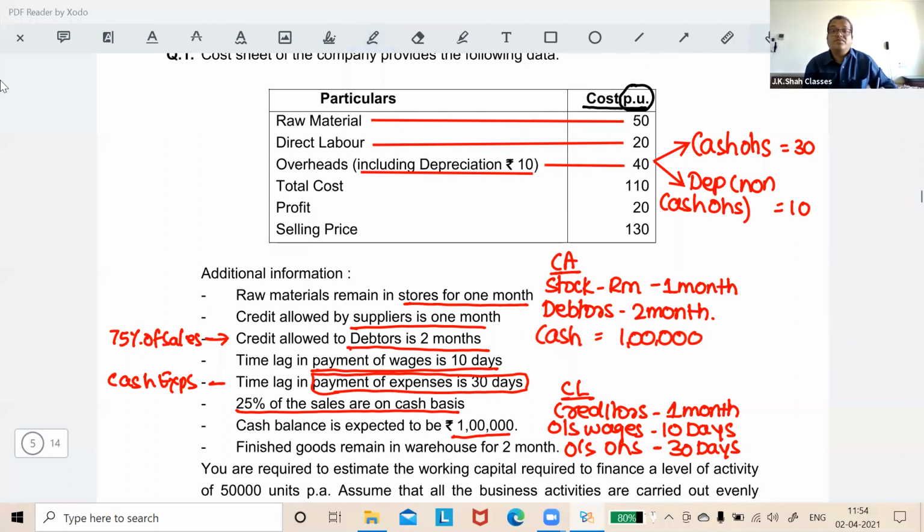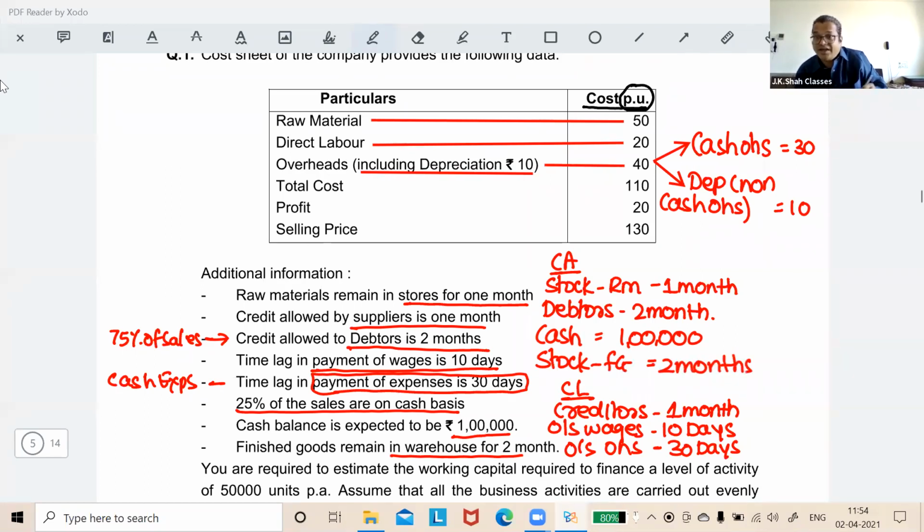And finished goods to remain in warehouse for what? 2 months. Management call. Management says we should keep stock of finished goods equal to 2 months. So stock of finished goods for 2 months. It gives me a clear directive on what current assets and current liabilities I have to estimate.